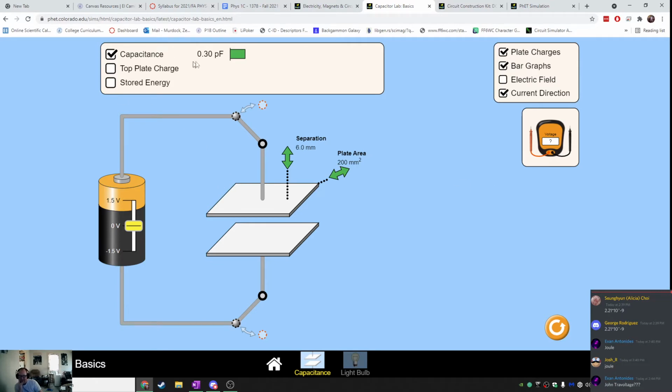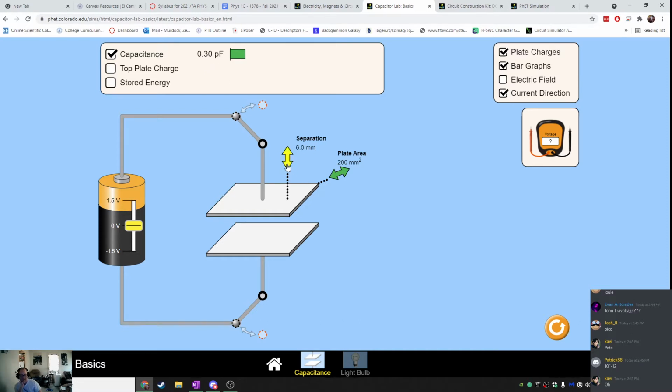Okay, so we've got capacitance right here. You can see that this capacitor has a capacitance of 0.3 P. What's P stand for? PF? Peta is a capital P. Pico is a lowercase p. So, yeah. Good guess, though. Peta is big. Pico is small. Pico is 10 to the negative 12, as Patrick mentions. Okay. So this capacitor has a capacitance of 0.3 picofarads.